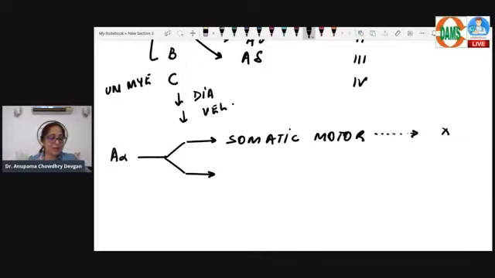There is no fiber which is small diameter and myelinated. So your question becomes theoretical when there are no nerve fibers which are small diameter and myelinated. I've just explained it to you. Large diameter are myelinated. Small diameter is unmyelinated. Okay? So A alpha is somatic motor.